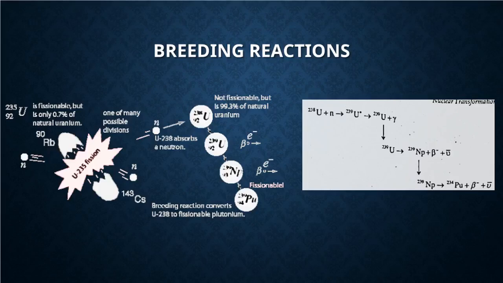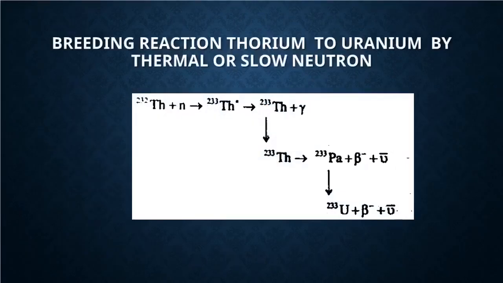Another advantage is that this type of reactor does not need a moderator. Not only this, breeding reaction in thorium is possible by mere capture of a slow neutron. Let's take a look into that. This is the breeding reaction initiated by a thermal neutron. The thorium-232 isotope captures a thermal neutron to go to an excited state of the thorium-233 isotope. It comes to ground state by emitting a gamma particle.